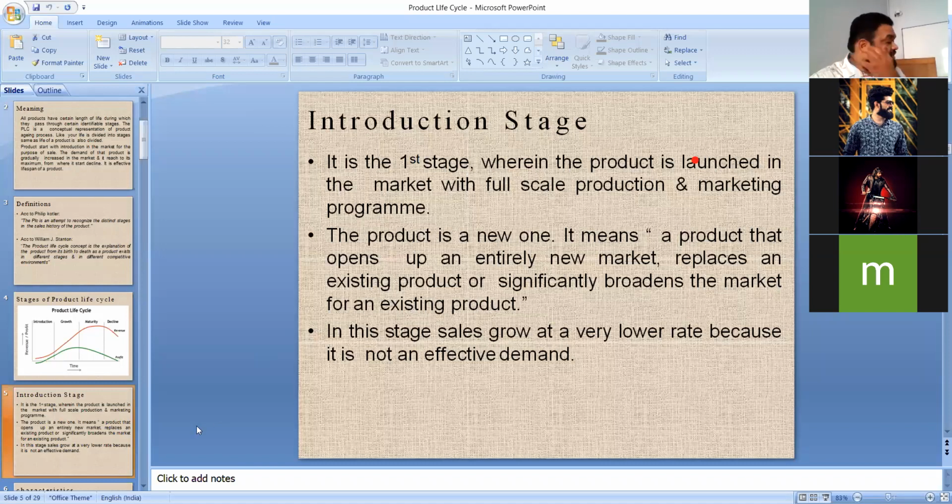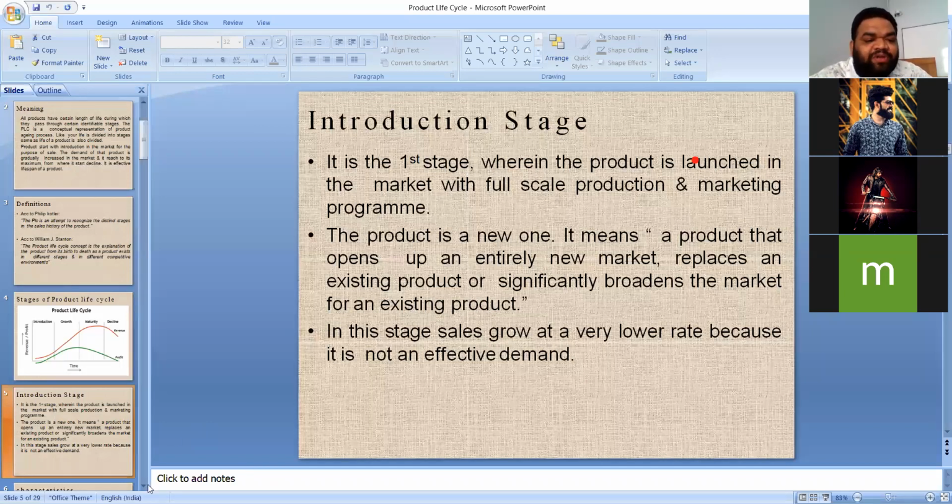You see the last line. In this stage, sales grow at a very lower rate, because it is not an effective demand, as we are new to the market. As we are new to the market, here the sales are very low because we don't have a demand. So that is the one thing we have to remember.